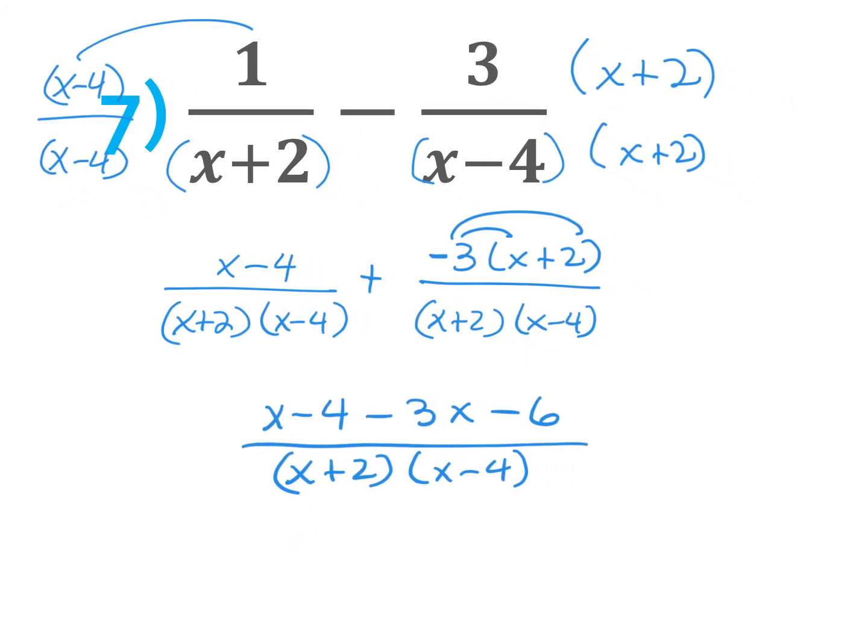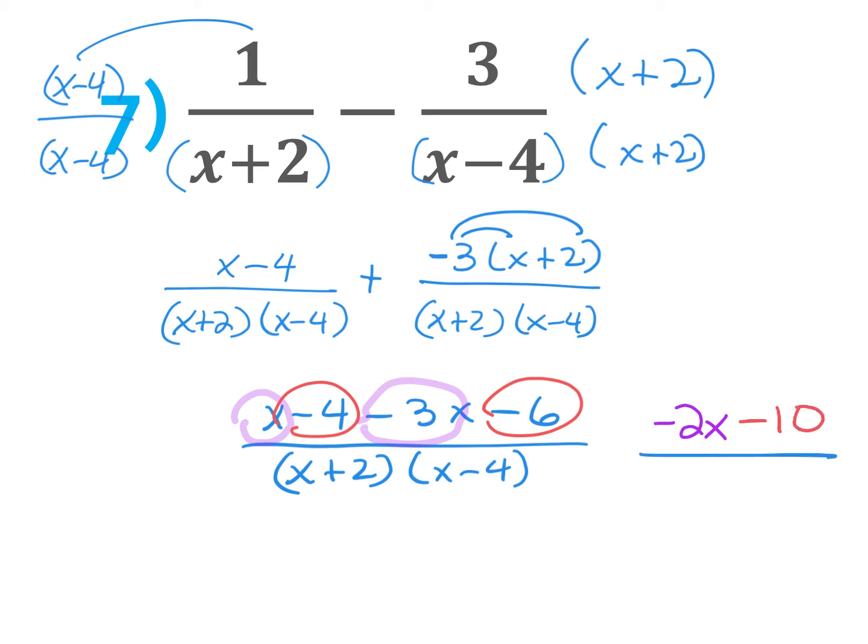Now I have to add my like terms. So this is why for the numerator you have to distribute, because we need to find like terms here. So I actually have an x and a -3x. So when I combine that, I get -2x. And then I can combine my constants. -4 minus 6 gives me -10. And then it's over the same denominator.